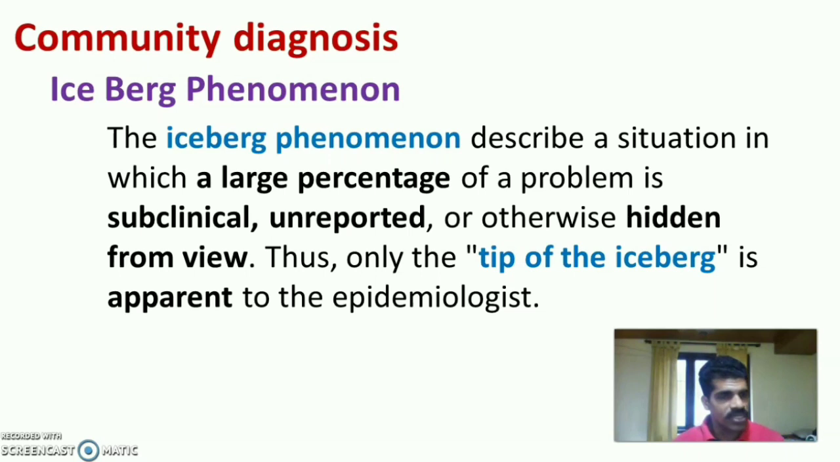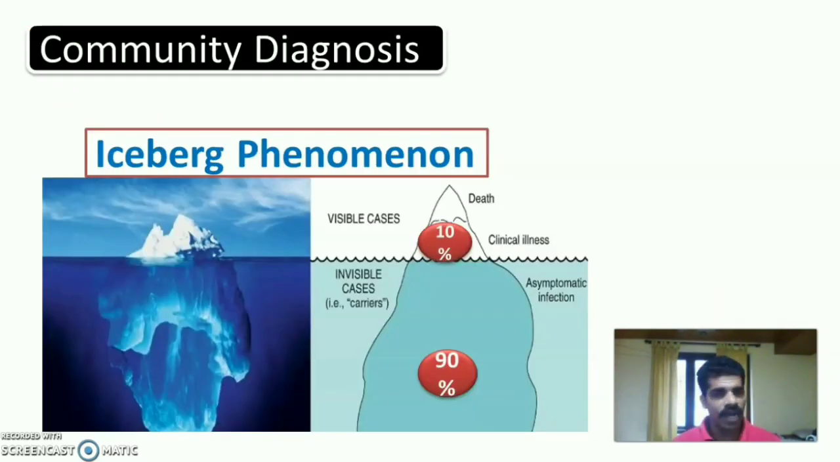Community diagnosis is always like an iceberg phenomenon. The iceberg phenomenon describes a situation in which a large percentage of a problem is subclinical or unreported or otherwise hidden from view during community diagnosis. Only the tip of the iceberg could be seen or apparent to the epidemiologist during the survey. Iceberg phenomenon means when an ice cube is put into a glass of water, the major part of the ice cube will dip in the water and a small portion will be above the level of the water. So when we do the community diagnosis, it's like the iceberg phenomenon.